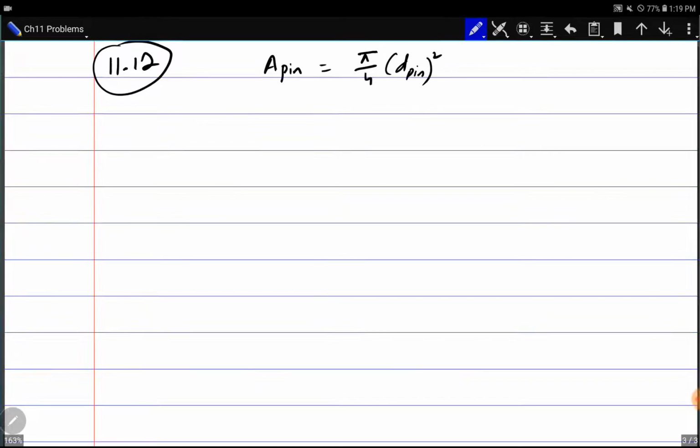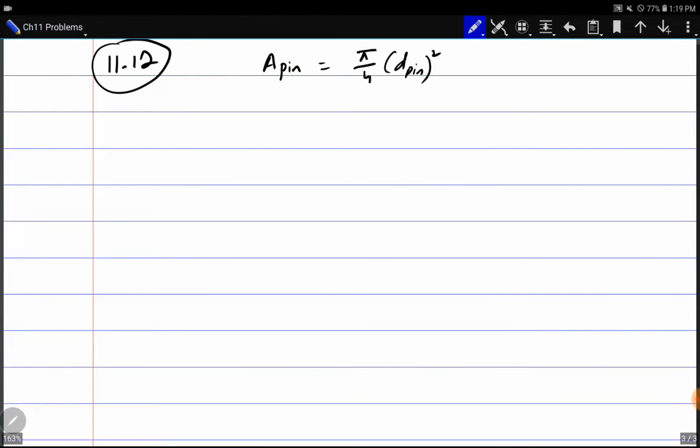Problem 11.12. Area of the pin is pi by 4 times the diameter of the pin squared. The diameter of the pin is given, which is 6 mm, so 0.006 meters. It becomes 28.274 millimeter square.